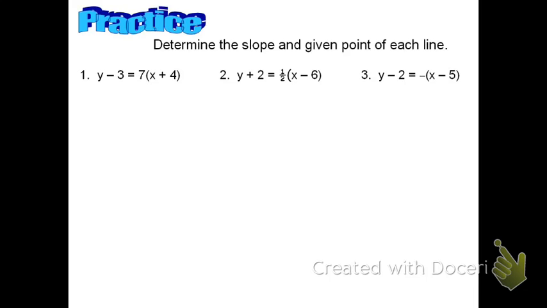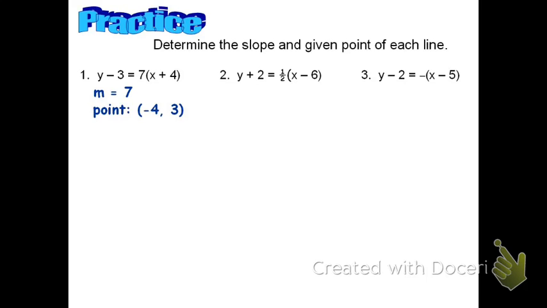In problem 1, we have y minus 3 equals 7 quantity x plus 4. Looking at this, I can see that the slope will be 7. In the parentheses, I see x plus 4. The only way that can become plus 4 is if the x1 was already a negative. A negative 4 would turn into positive 4. Therefore, I know that the point is going to be (negative 4, 3).